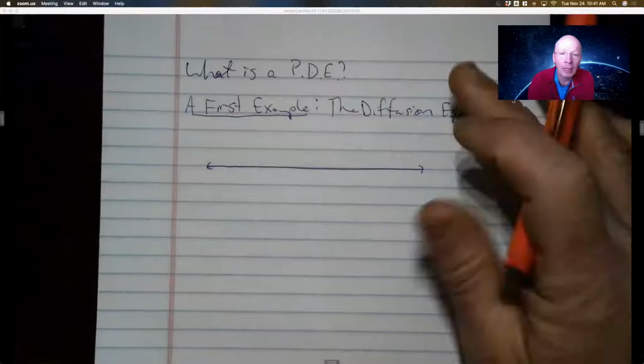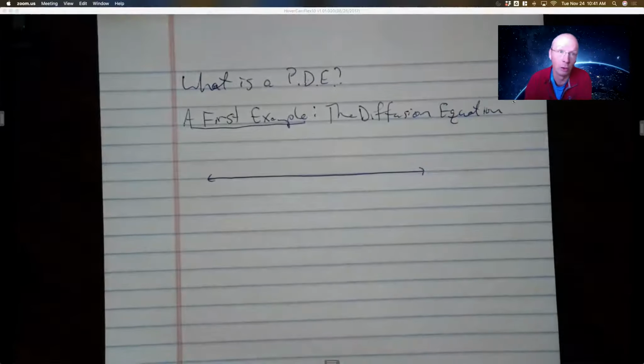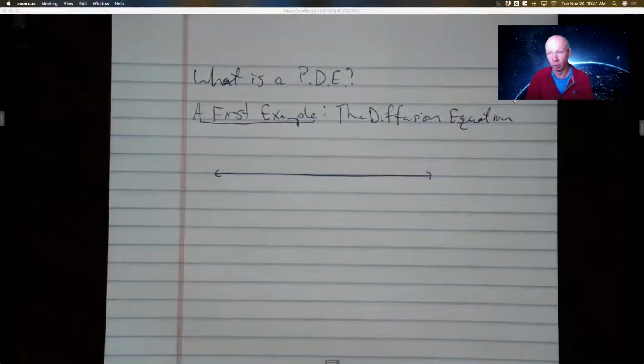So what is a PDE? Well, the simplest possible thing to say is that a PDE, partial differential equation, is an equation that relates the partial derivatives of a function to the function itself. But that's kind of a really worthless definition if you don't have any examples in mind. So we're going to build what's called the diffusion equation.